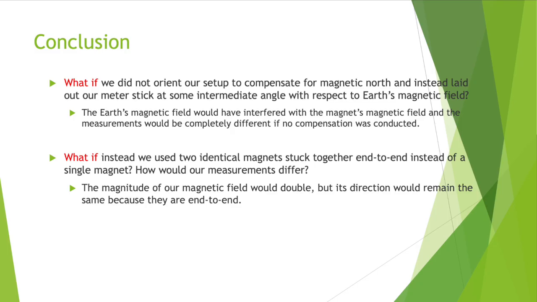What if instead we used 2 identical magnets stuck together end to end instead of our single magnet? How would our measurements differ? The magnitude of our magnetic field would double, but its direction would always remain the same because they are still end to end.